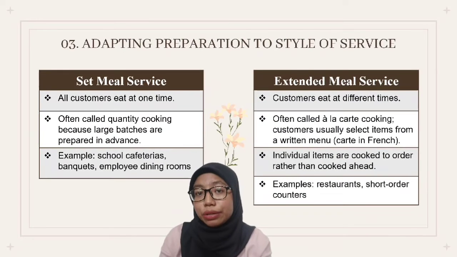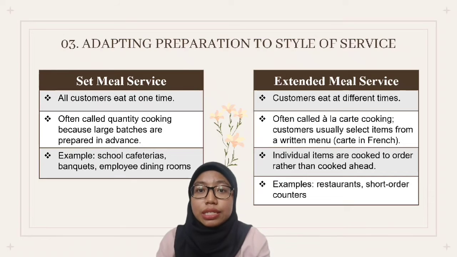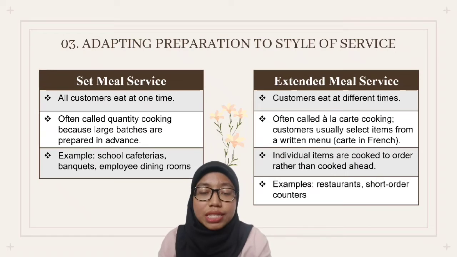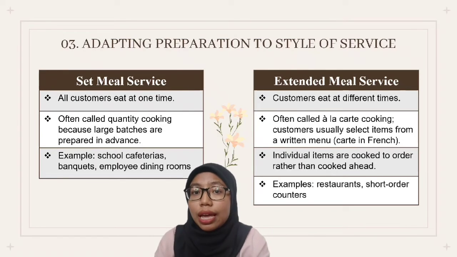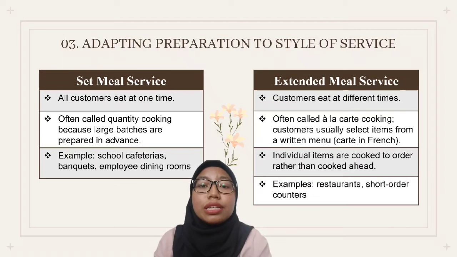The next plan is about adapting preparation to style of service. This plan is divided into two categories. The first category is called set meal service. In this category, all customers eat at one time, often called quantity cooking because large batches are prepared in advance. For example, school cafeterias, banquets, and employee dining rooms.